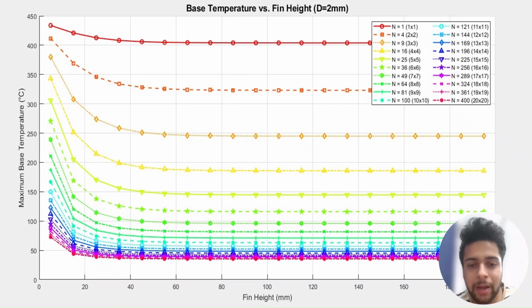Similarly, we also performed a parametric study on the effect of increasing the fin height at a fixed fin diameter of 2 mm. Let us zoom into our area of interest.